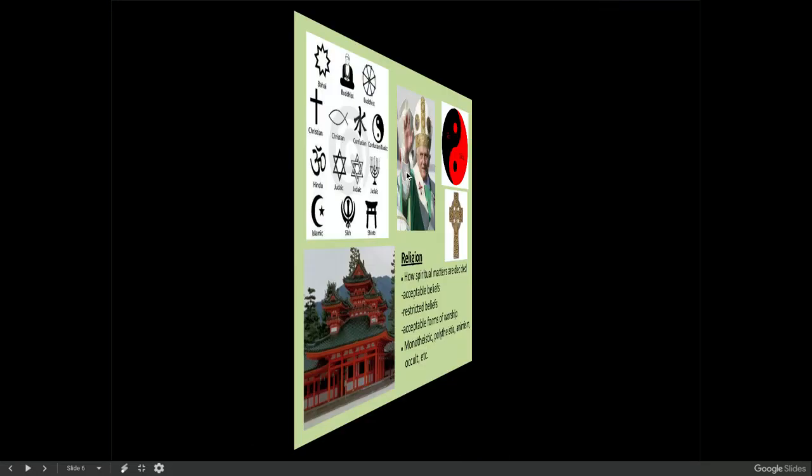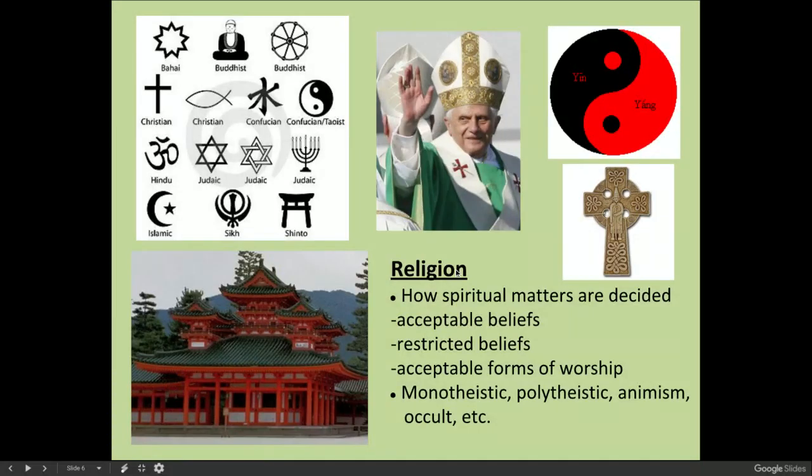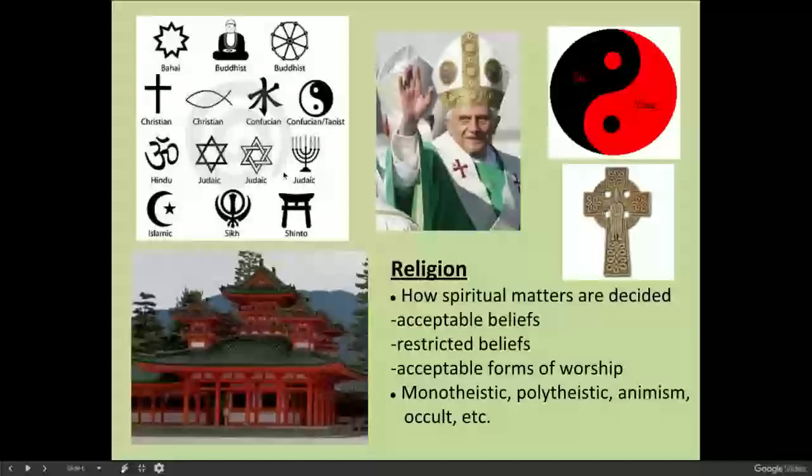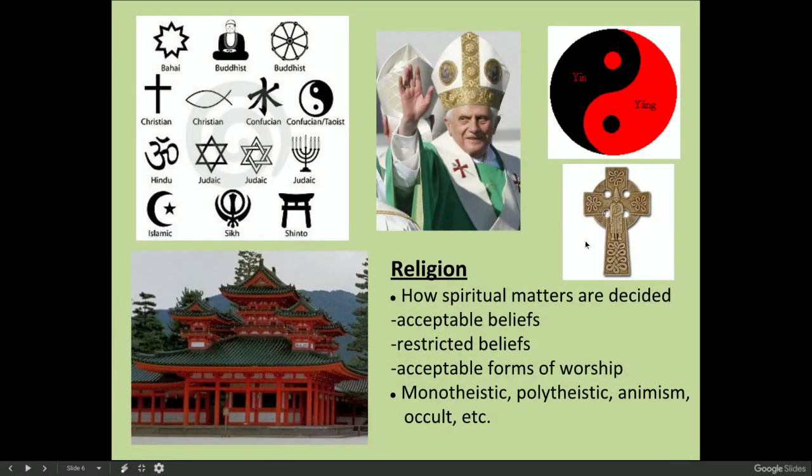The next one is religion, how spiritual matters are decided, what is acceptable to believe, what is not acceptable, what are the acceptable ways to worship in that society. Some of these religions are monotheistic, meaning one God. Some are still, even to this day, polytheistic, multiple gods. Some believe in animism, spirit worship, and some are more focused on the occult or rituals. But no matter, again, what society you're talking about, they have some form of religious expression.